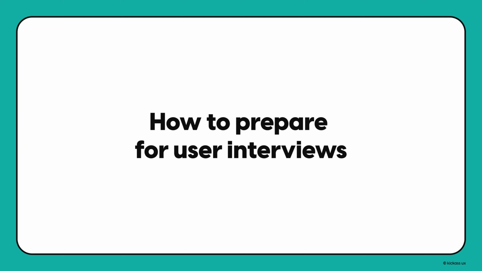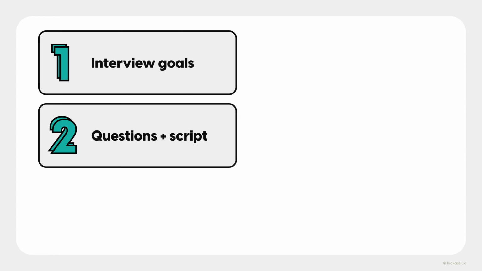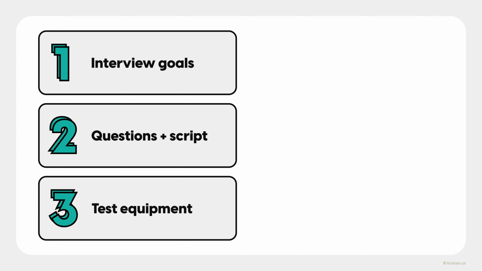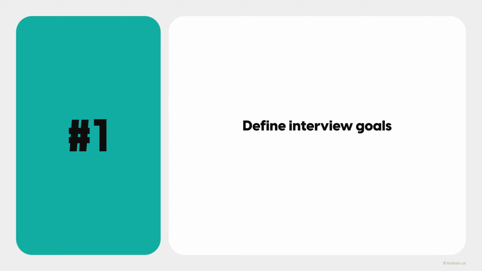There are 5 primary things to do. Define interview goals, create your interview questions and work them into the script or discussion guide, test your equipment, recruit participants, and conduct a dry run. First, before diving into interviews, you need to have a solid reason for doing it.